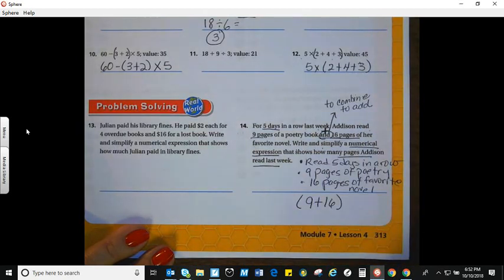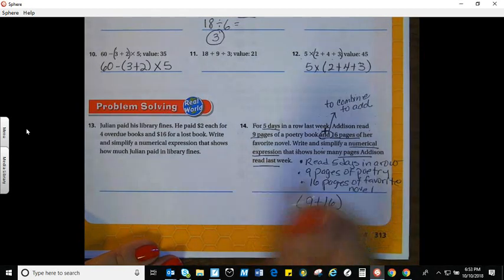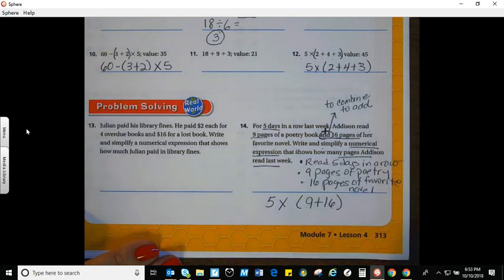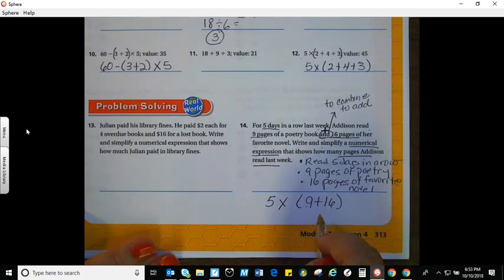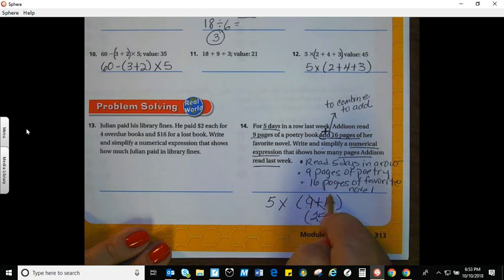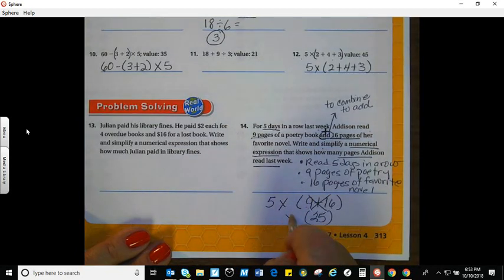What am I going to do with the 5 days in a row? Yeah, we're going to take these and put 5 times 9 plus 16. So what would that be? What is 9 plus 16? 25. Very good. I'm going to cross this out because I'm done. And now I get to multiply.